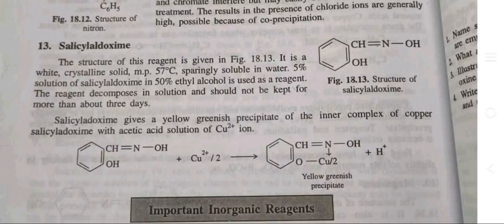Salicylaldoxime. The structure of this reagent is given in the figure. It is a white crystalline solid, melting point 57 degrees Celsius, sparingly soluble in water. A 5% solution of salicylaldoxime in 50% ethyl alcohol is used as a reagent. This reagent decomposes in solution and should not be kept for more than 3 days. Salicylaldoxime gives a yellowish-green precipitate of the inner complex of copper in acetic acid solution of Cu2+ ion.